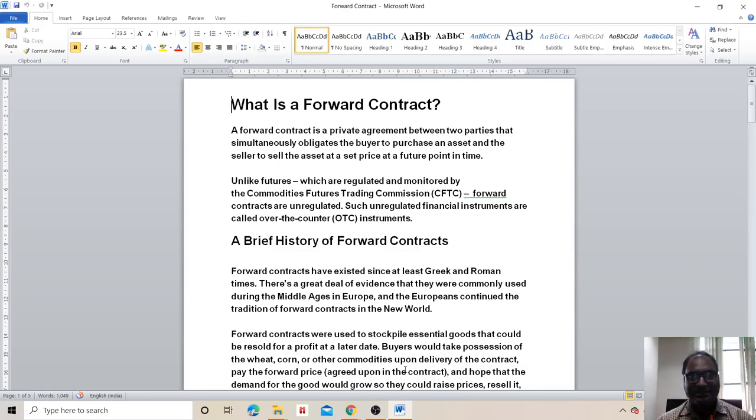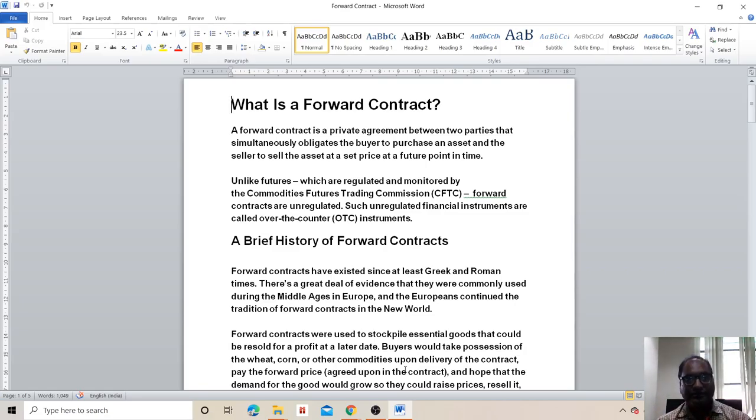So in today's class we will learn what is a forward contract and what is the history of forward contracts. So, as you can see, a forward contract is a private agreement between two parties that simultaneously obligates the buyer to purchase an asset and the seller to sell the asset at a set price at a future point in time. Means what? देखिए, two parties होंगी, one is buyer and one is seller. जो price होगा वो already पहले से ही decide होगा future का price.